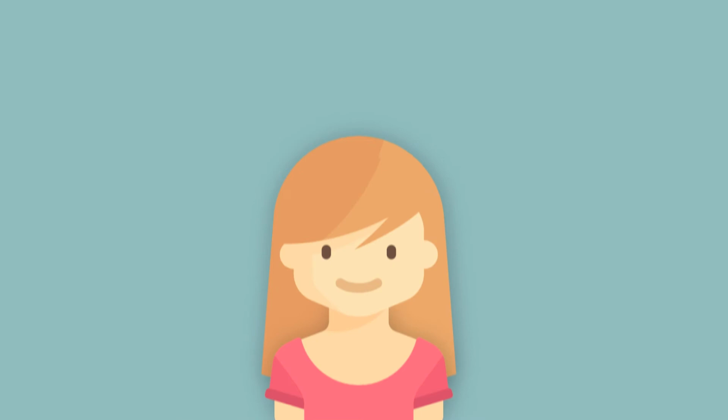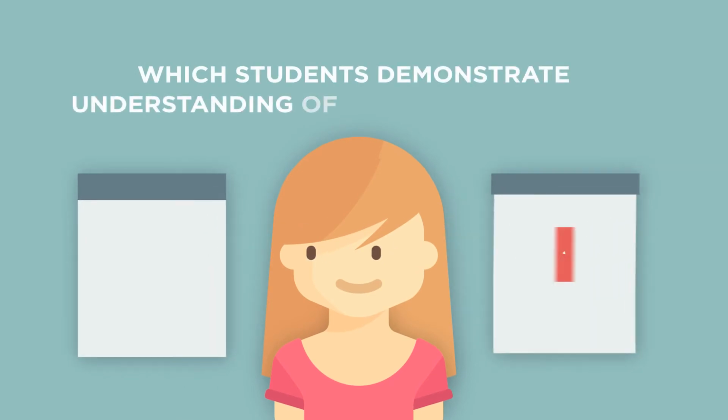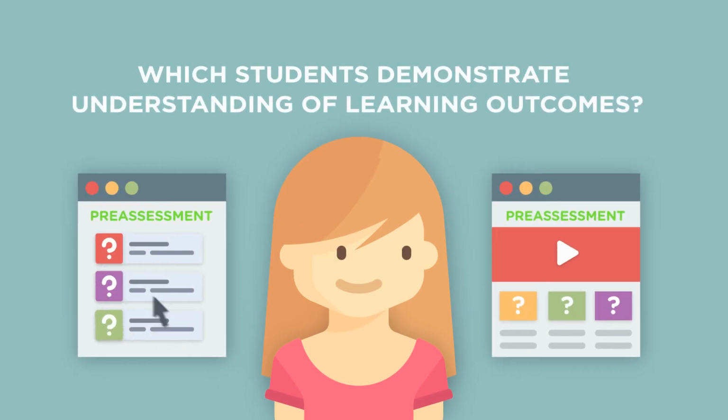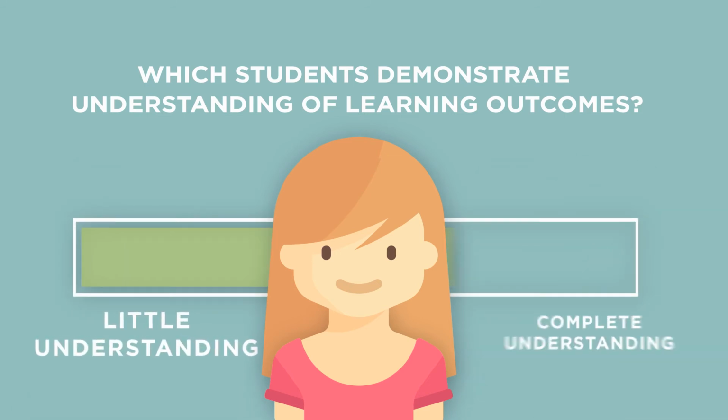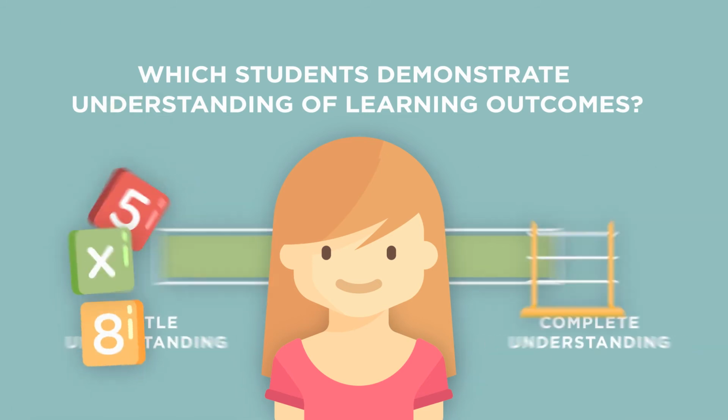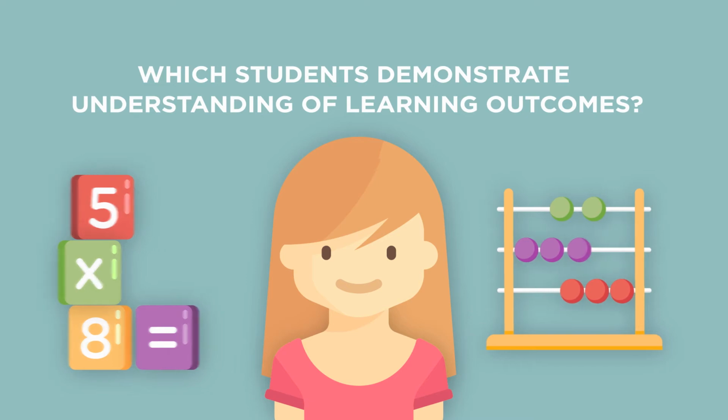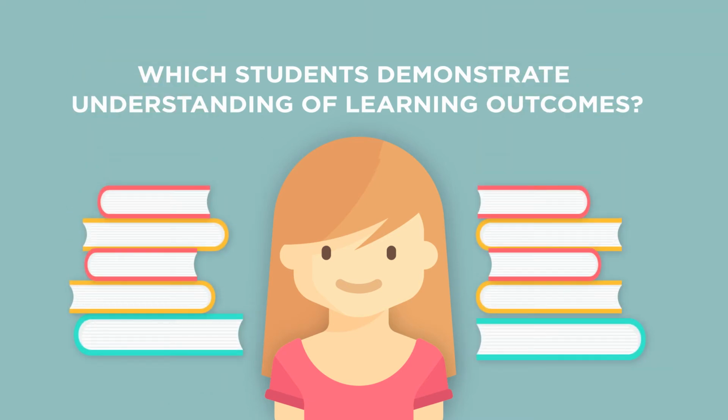The third question, which students demonstrate understanding of learning outcomes? The implication of this is that these students have a high degree of mastery and need alternative applications of understanding and challenging extension material.